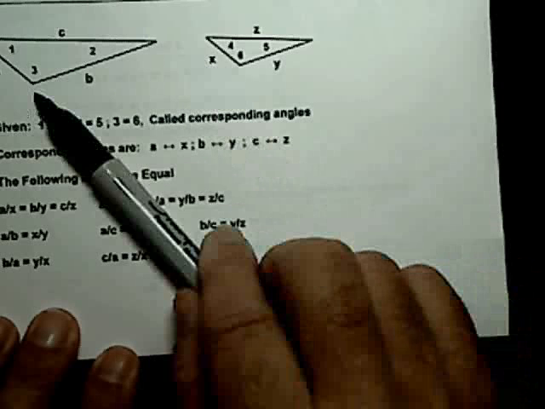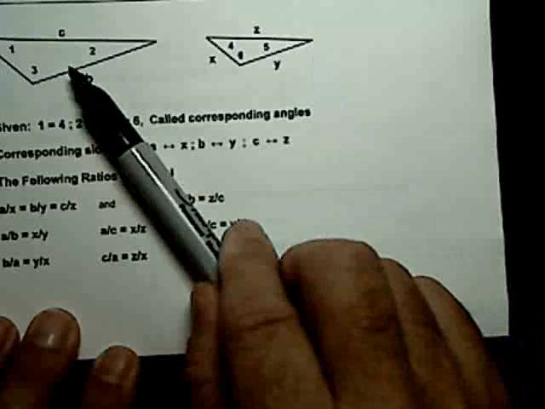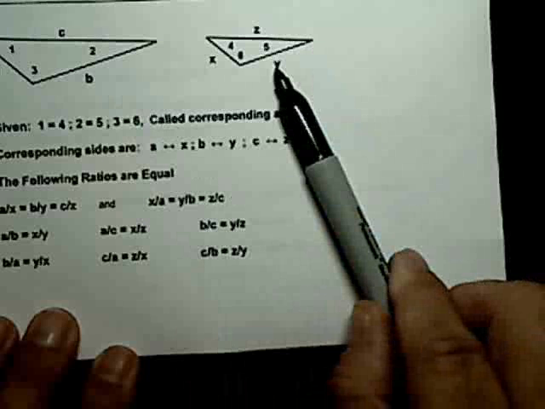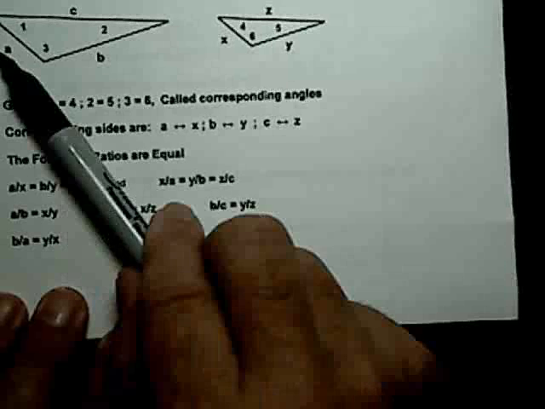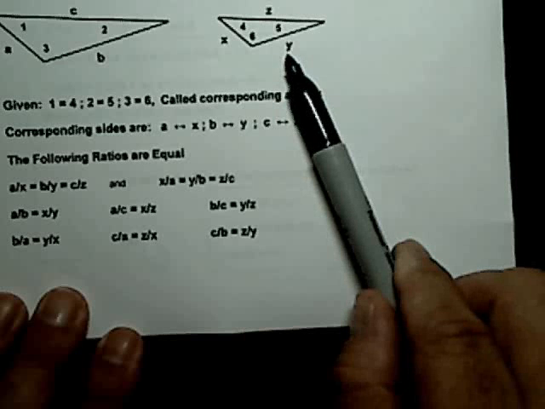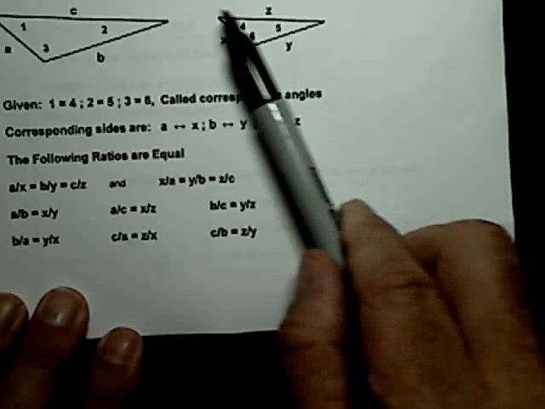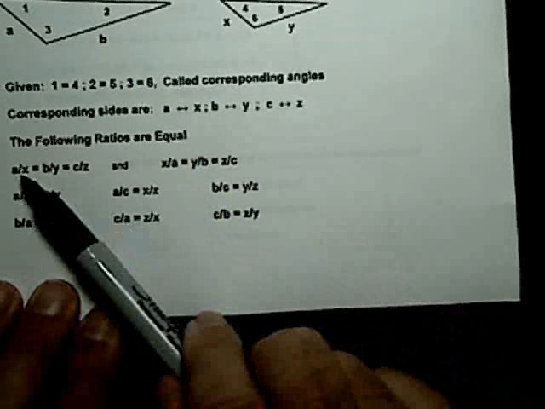Then we could take B and its corresponding side Y, and we could take its ratio, B divided by Y. And guess what? They're equal. A divided by X is equal to B divided by Y. And also, those are equal to C divided by Z, because C and Z are corresponding. So we have really, in essence here, several equations. A over X is equal to B over Y, and that's also equal to C over Z.